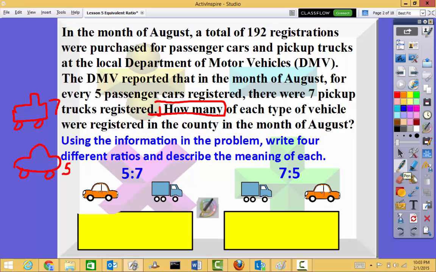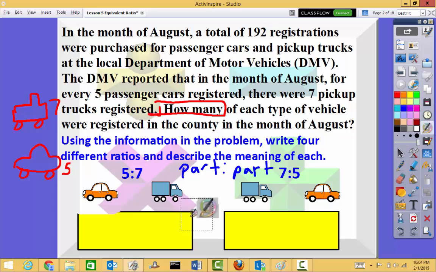They're not the same ratio. Remember, ratios, the order is important. They're ordered pairs. So here I'm comparing cars first to trucks. Here I'm comparing trucks to cars. So these are 2 different ratios. These are part-to-part comparisons. What that means is we're comparing one part of the whole to another part.